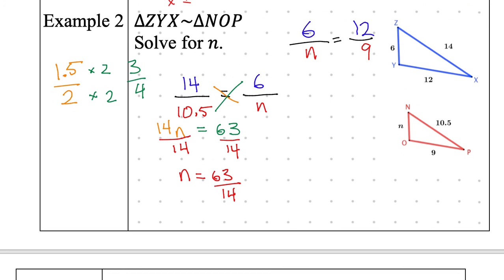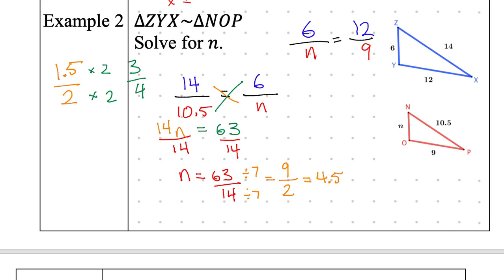Notice that the top and bottom are both divisible by 7. Divide by 7. Divide by 7. 63 divided by 7 is 9. 14 divided by 7 is 2. Oh, that is 4.5, Andres. I told you. You did tell me. So that's teaching. It is indeed.